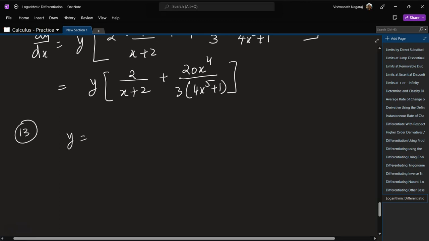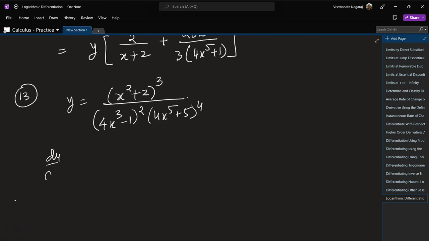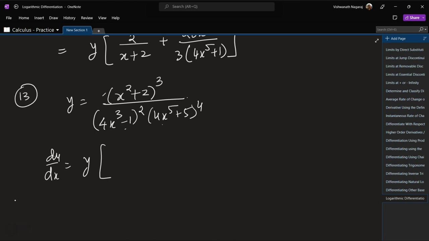Now here we have y is equal to x square plus 2 cube divided by 4x cube minus 1 square times 4x to the power of 5 plus 5 to the power of 4. Okay, so dy by dx. Remember y as it is comes e to the power of ln of this. So now ln of this entire thing would be equal to ln of this minus ln of this plus this, right? So keep that in mind.